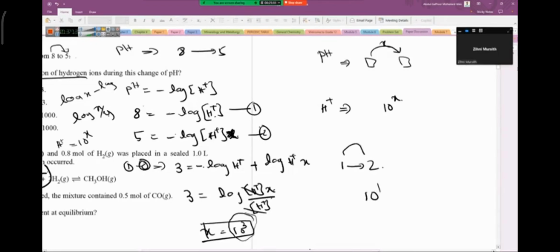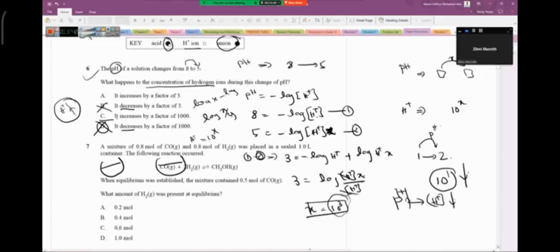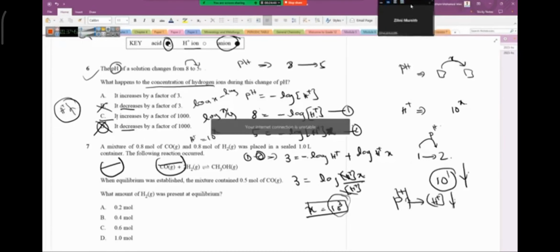But since I am increasing the pH, the H plus concentration will reduce by this factor, right? So the relationship between pH and H plus concentration is inversely proportional, right? If you increase pH, H plus concentration will reduce. So this is the idea. Do you want to mark anything down here? Oh no, it's fine. Okay, so we can move to the next question.